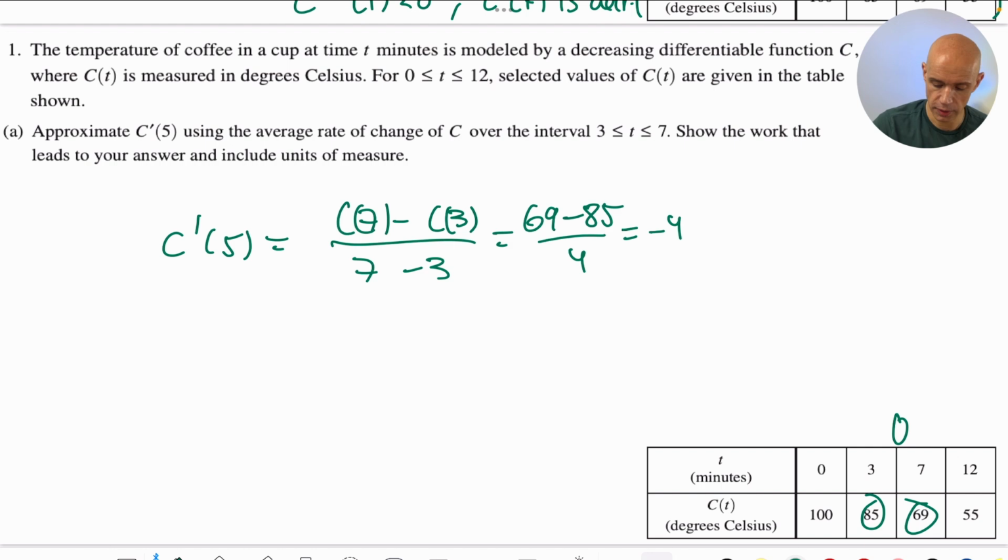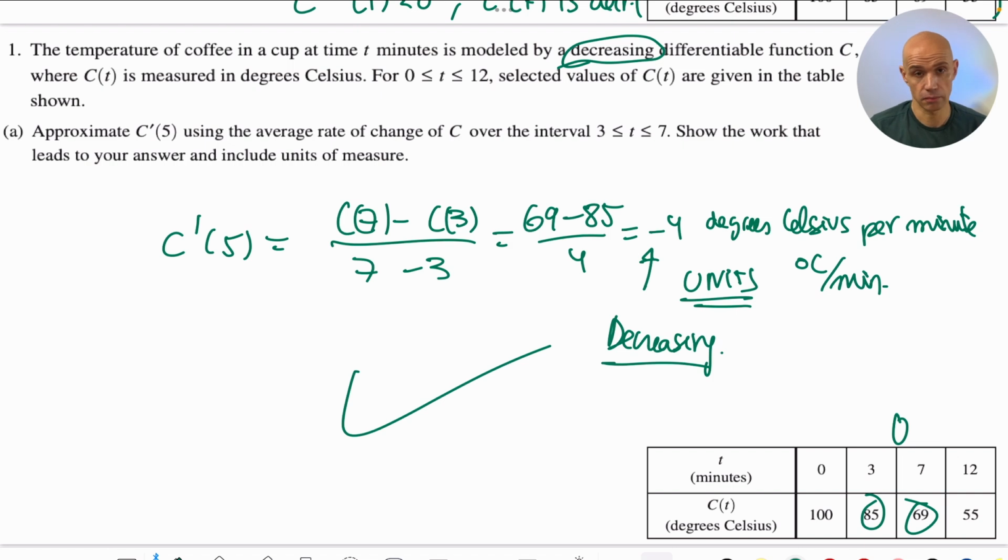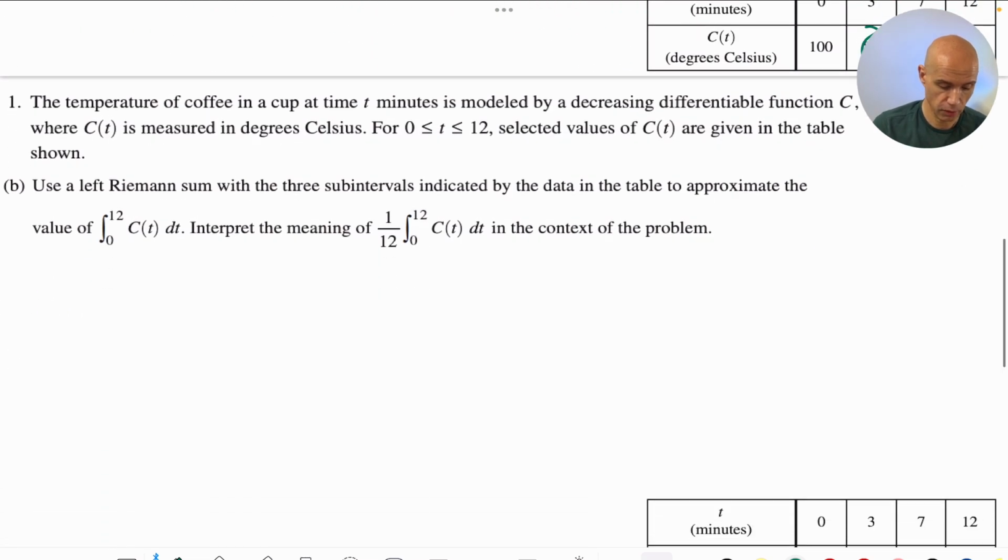Now, units are super important in this problem. There are units, so it's going to be degrees Celsius divided per minute. Of course, you could also say simply degrees Celsius per minute or something equivalent, and that's it. Notice that it's decreasing, as they say here, it was decreasing. So that's a confirmation. Let's move on to the next one.